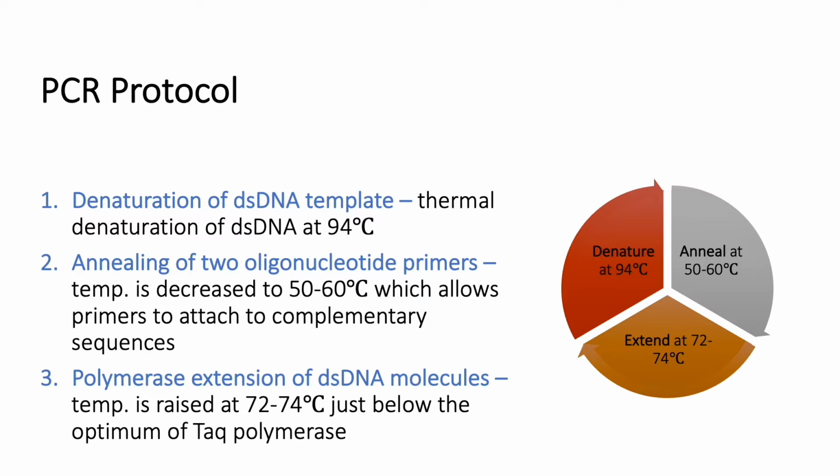Sir Joshua, after the annealing process, you have your polymerase extension. Sino may pakana ng extension? It's your polymerase. It's your Taq polymerase. Tama po ba? And in order for your Taq polymerase to work, kailangan ang temperature should be raised to 72 to 74 degrees Celsius. Totoo, Sir Joshua? Yes po.